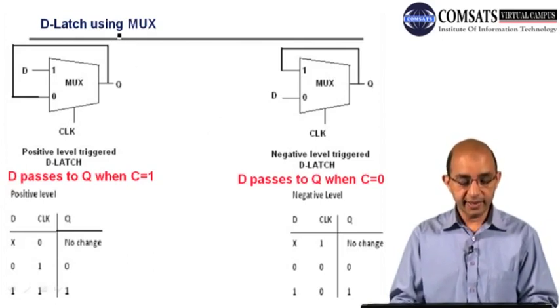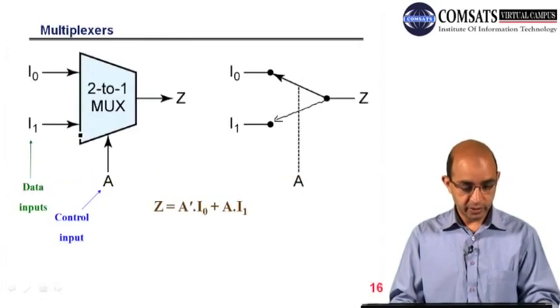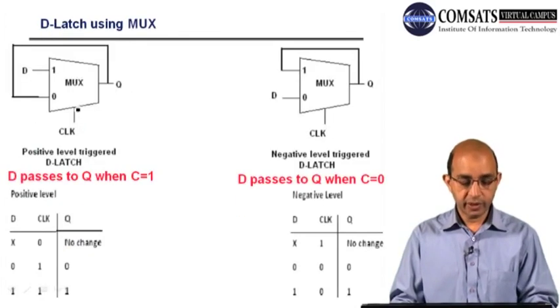So that's what we were talking about. We have a D latch, but we have used multiplexers. You can see we have a multiplexer with 2 inputs. This is the control input, or we have clock, and this is the output. So this is the positive level triggered D latch. It means we must have 1 at clock, and 1 at clock means that 1 will be selected.